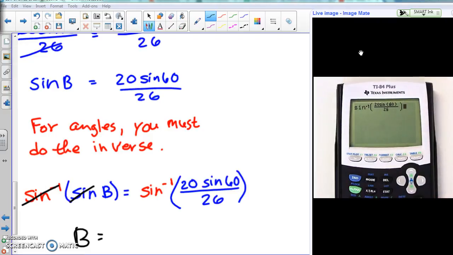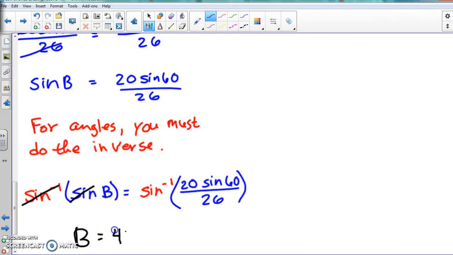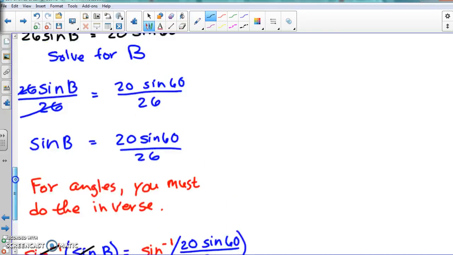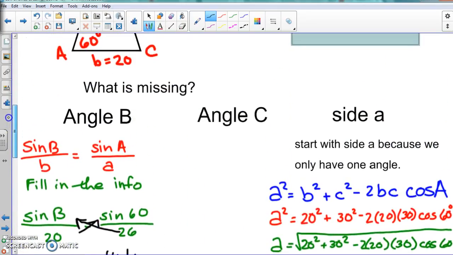When we hit enter, we get about 41.772 and so on. We round that to a whole number, because everything we're dealing with right now is a whole number. So this is about 42 degrees, approximately, not equal to, but approximately. Cool. So we found side A, and we found angle B.